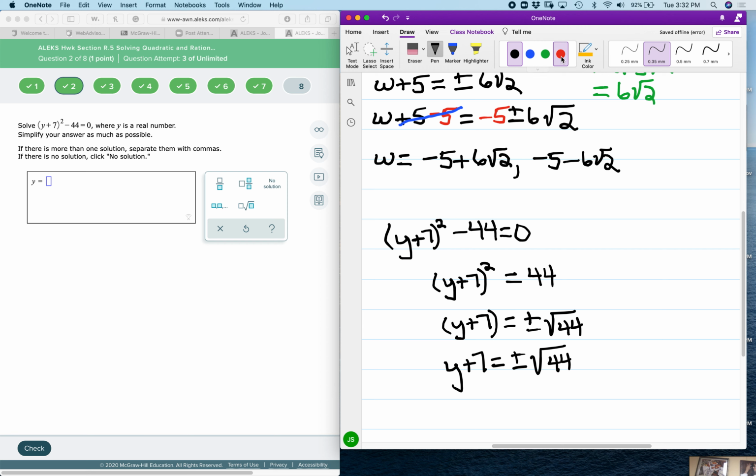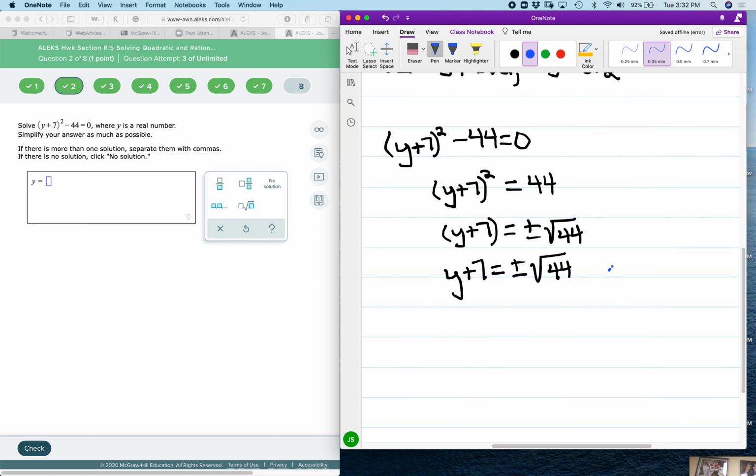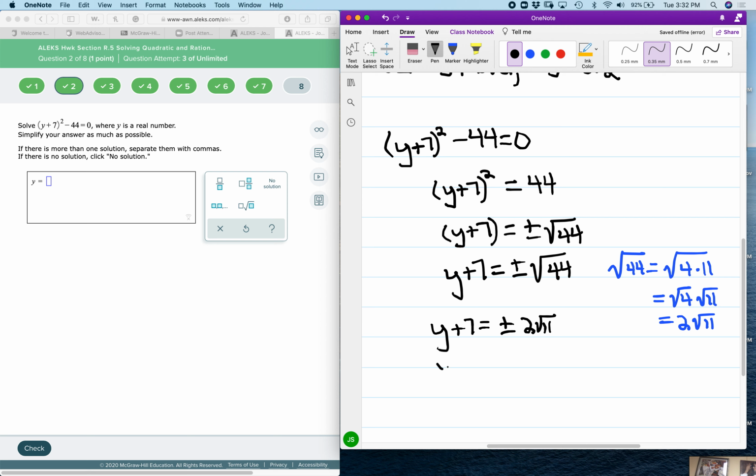Now, 44 is not a perfect square, but it is nonetheless a multiple of a perfect square higher than 1. So for the square root of 44, the highest perfect square we can take out of 44 is going to be 4. So you have 4 times 11, and branching out, we have the square root of 4 times the square root of 11, so this will become 2 times the square root of 11. And so we have y plus 7 is equal to plus or minus 2 times the square root of 11.